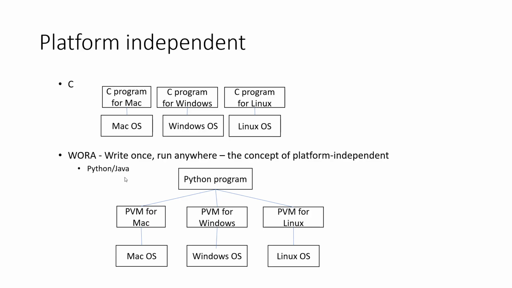So we write only once and we can run anywhere, and we call the concept WORA, that is, write once and run anywhere, and this is the concept of platform independent. If you notice here, there is only one program, and the PVM, the Python virtual machine, or the JVM in case of Java, is responsible for converting our Python program into a machine understandable program. So we may not have better performance because of this conversion when compared with the C language.